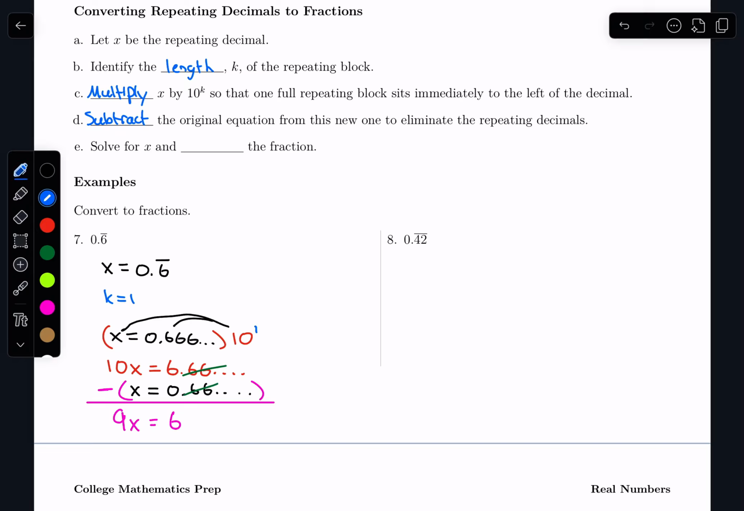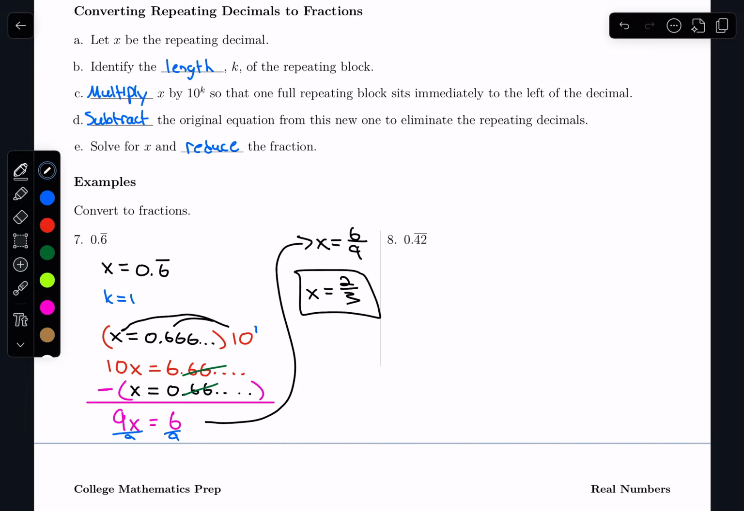Okay, so now part E says solve for x and reduce the fraction. So we have 9x equals 6. We're now just going to solve this by dividing both sides by 9 to get x equals 6 over 9. Okay, just dividing both sides of this by 9. And if we reduce that fraction, we get x equals 2 over 3. So what we have just shown is that 0.6, where the 6 repeats, is actually just 2/3.